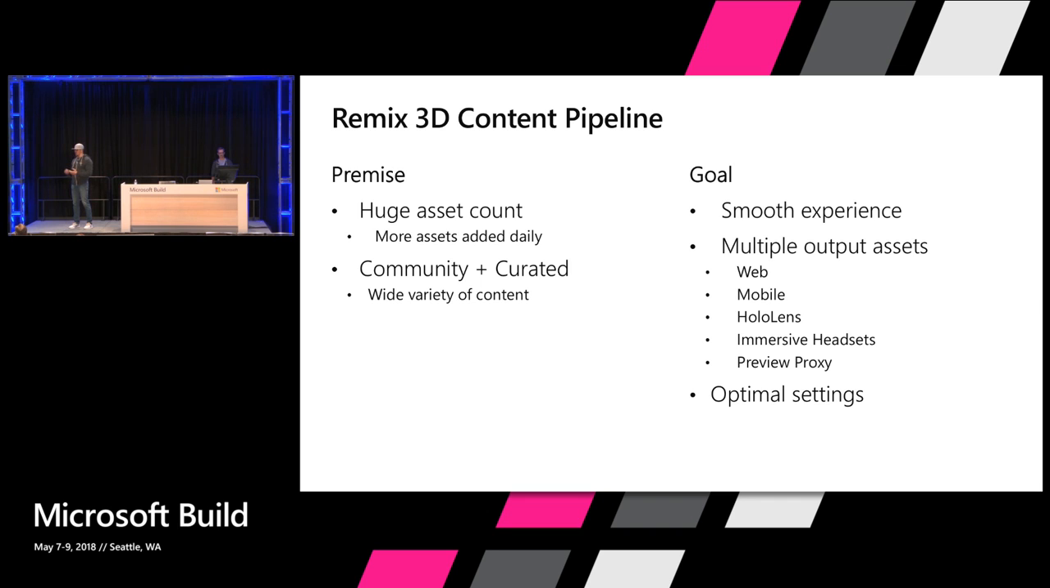Also, they want you to be able to download the content and use it on different platforms, like the web, mobile, HoloLens, and immersive headsets. Plus, we also create something that we call Preview Proxy, which is basically a thumbnail, but in 3D. To do this in a good way, we need to find optimal settings, which isn't really clear from the get-go when you have over 1 million assets. So there are some iterations needed, of course. This means we need to be able to burst through the entire content every now and again.